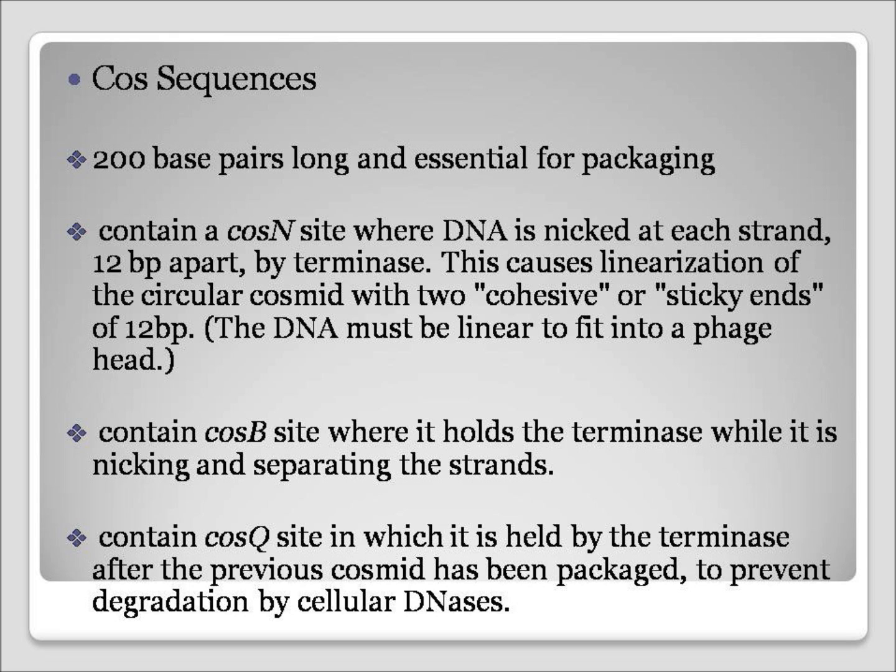COS N site is a site where DNA is nicked at each strand. It is 12 base pairs apart, cut by terminase. This causes linearization of the circular cosmid with two cohesive or sticky ends of 12 base pairs. The DNA must be linear to fit into a phage head.